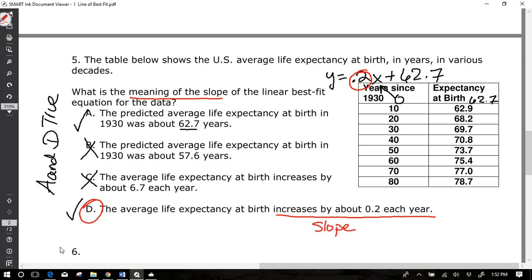All right. A was asking me about a prediction. So if they had said which of the following is an accurate prediction for this data, then we would have chosen A. So be very careful about that. They might give you 2 pieces of information that are true. All right. So we are done with number 5.